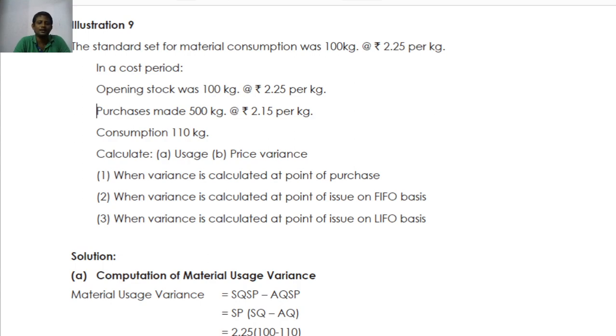Okay. And they gave 3 scenarios also. What is the scenario? When variance is calculated at the point of purchase.